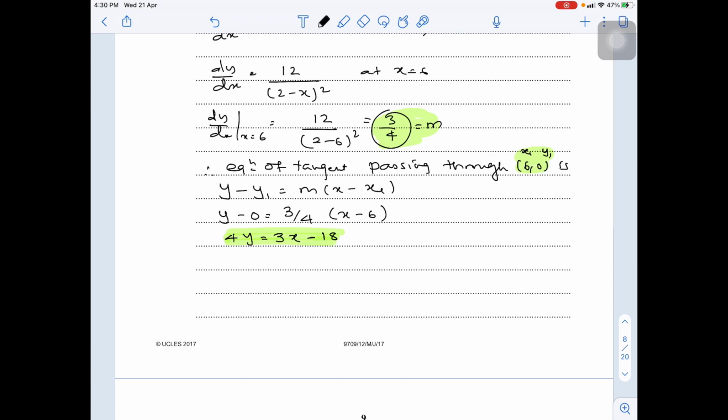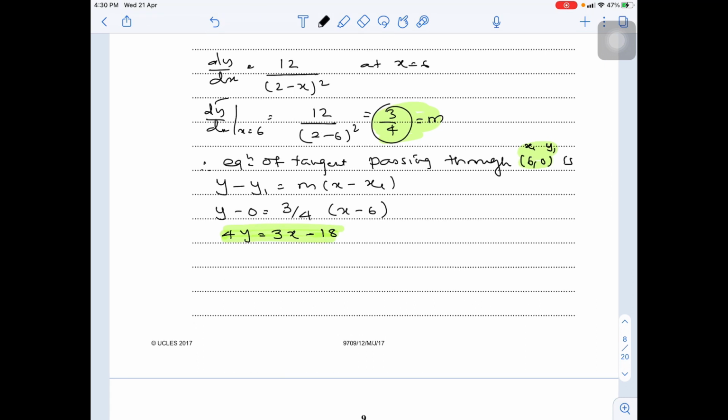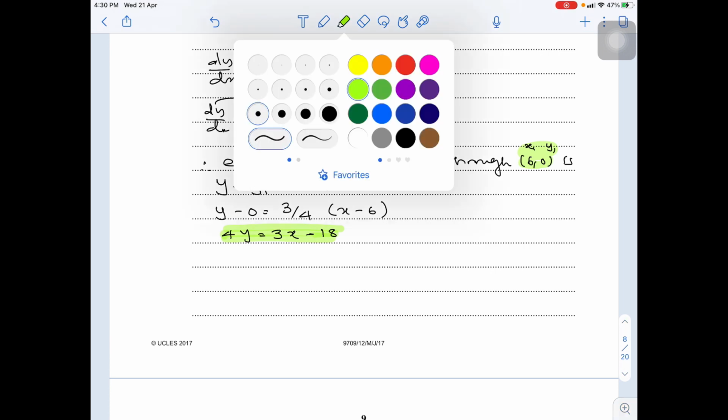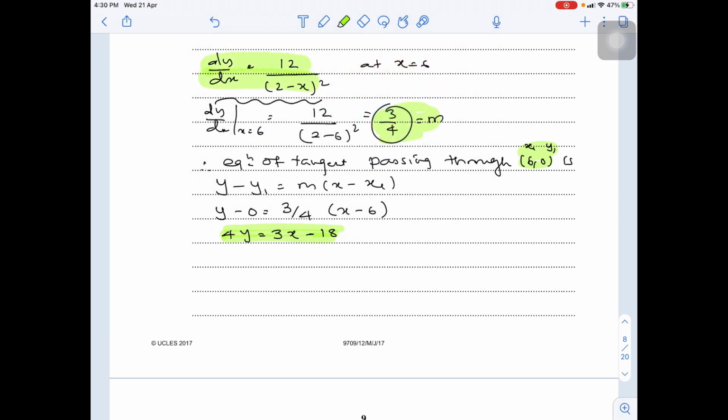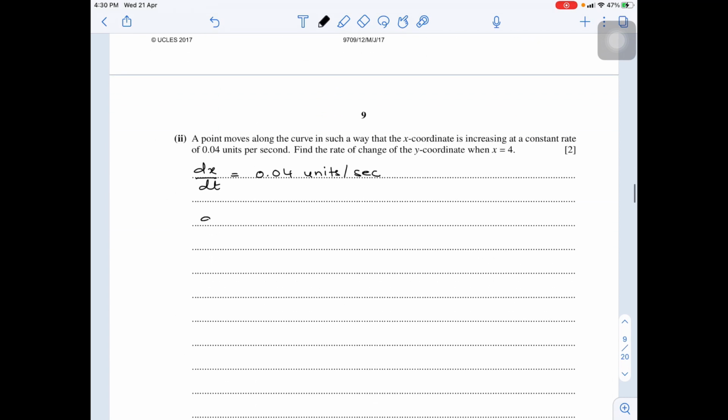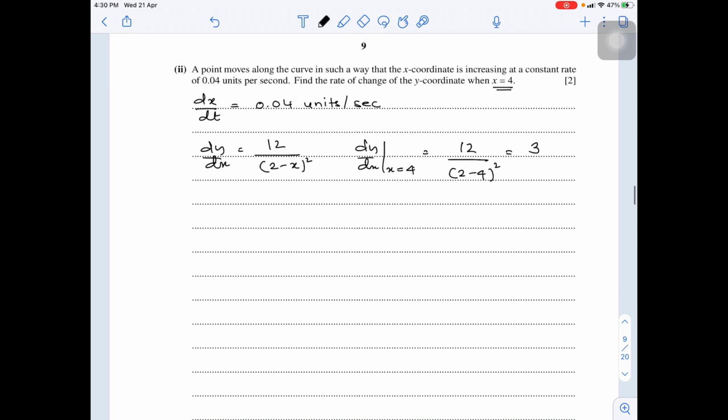From part 1, we know that dy over dx is 12 over 2 minus x squared. Now it says when x is 4. So dy over dx when x is 4 is 12 over 2 minus 4 squared. 12 over -2 squared, 12 over 4, which is 3.